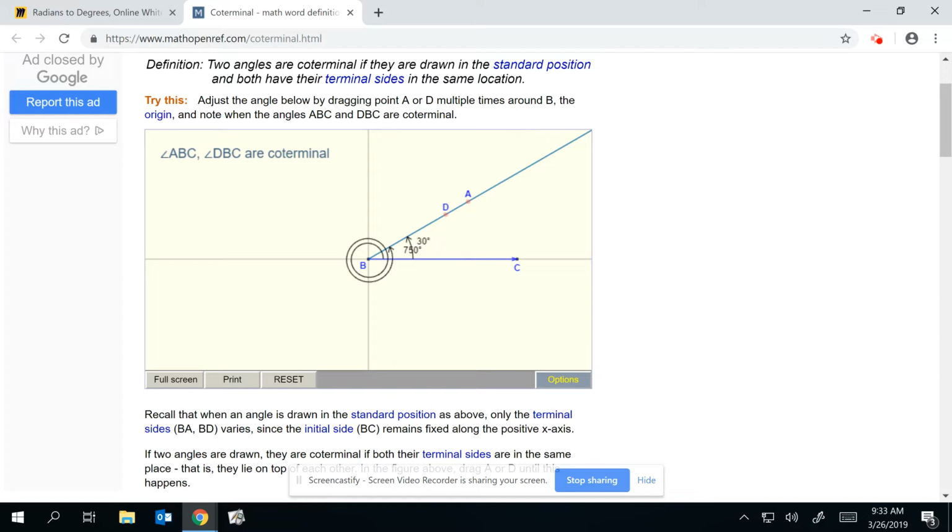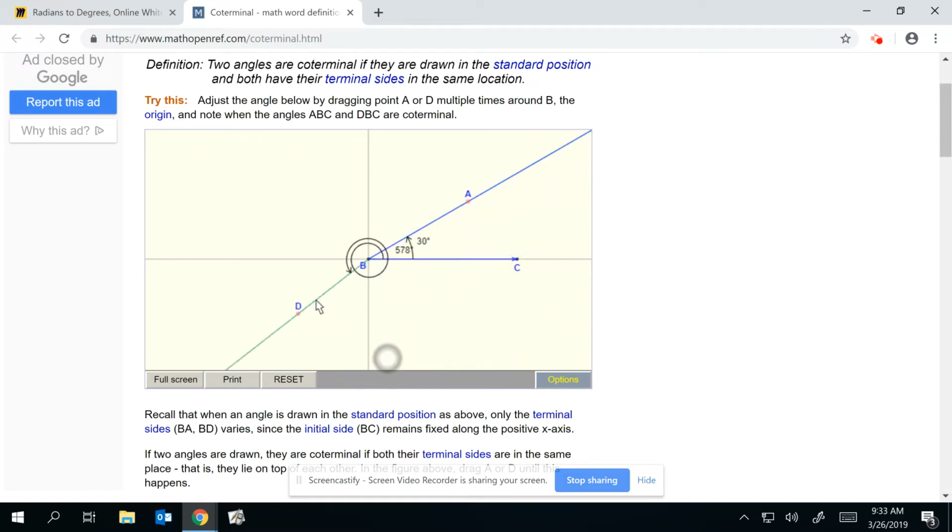750 minus 30? 720. Now they're 2 circles apart. Okay, but watch this now. This is where it gets a little tricky for you guys. I always forget that I can't. Okay, that's not the one I wanted to move. I wanted to move the other one.